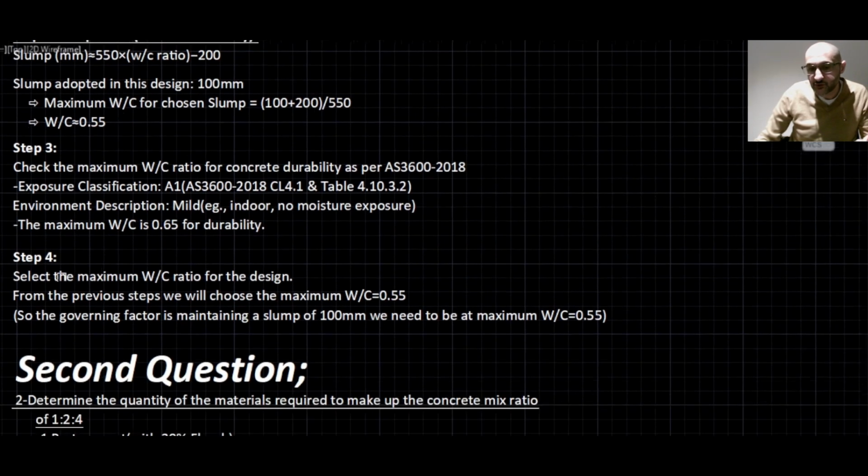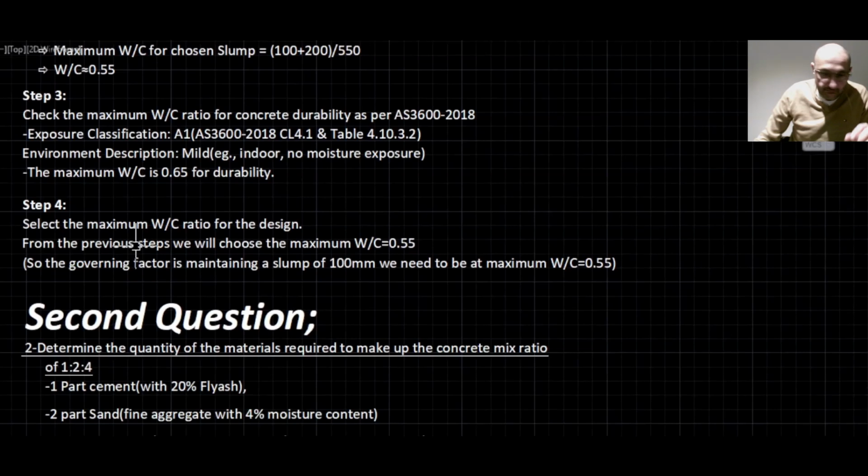Now step 4 is select the maximum water cement ratio for the design. When we say maximum, you want the minimum value, the smallest value, okay? Now from the previous steps, the smallest one was a water cement ratio of 0.55, okay? So that's the governing factor to maintain a slump of 100 millimeters.